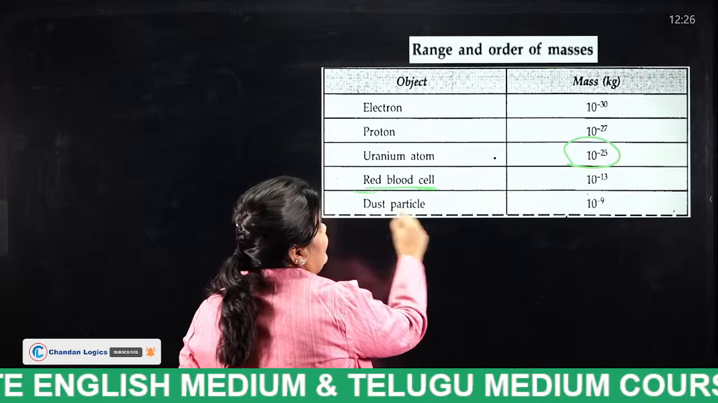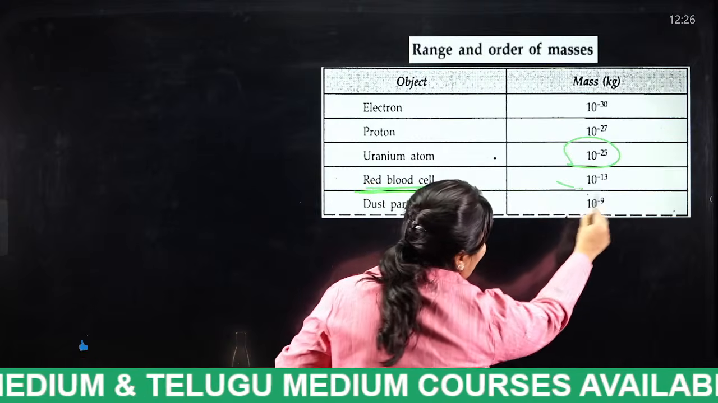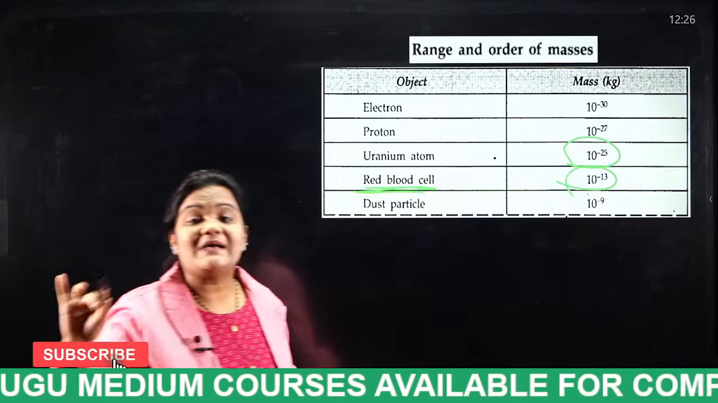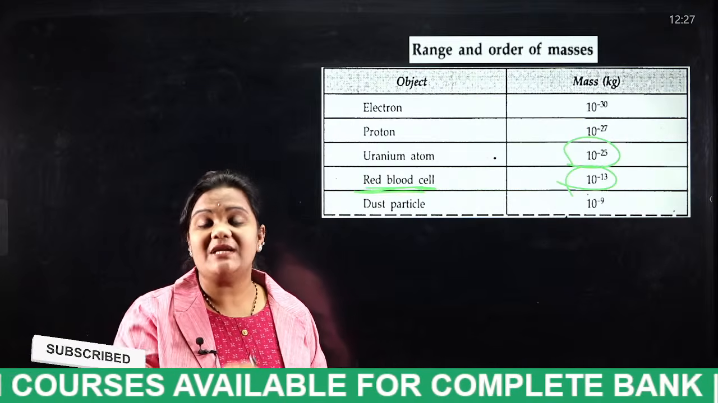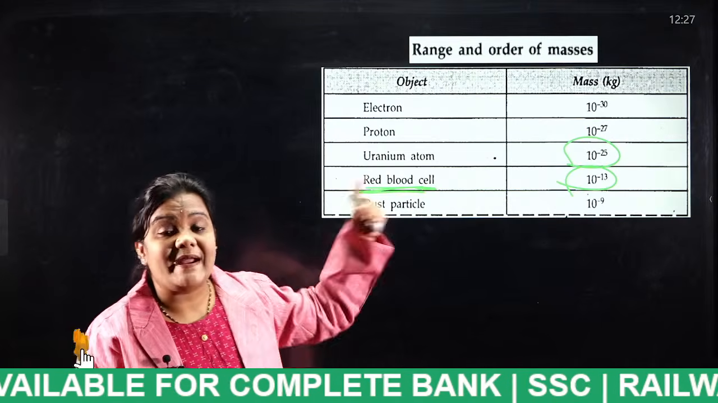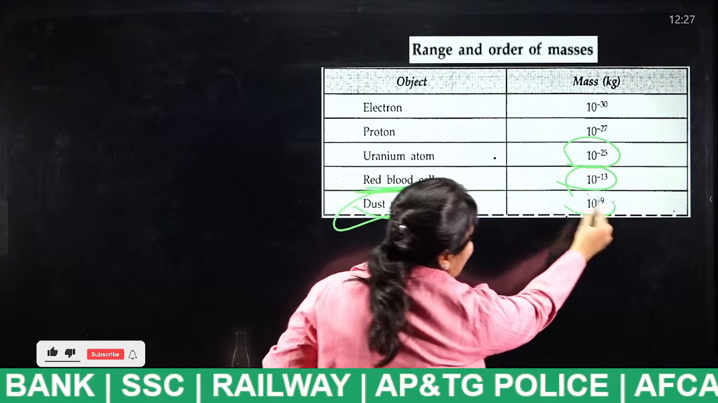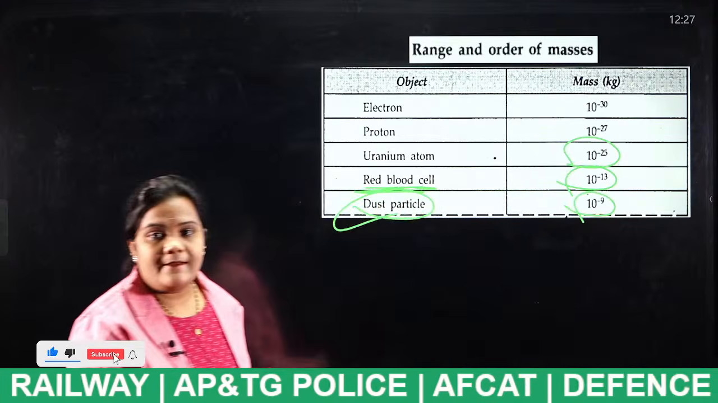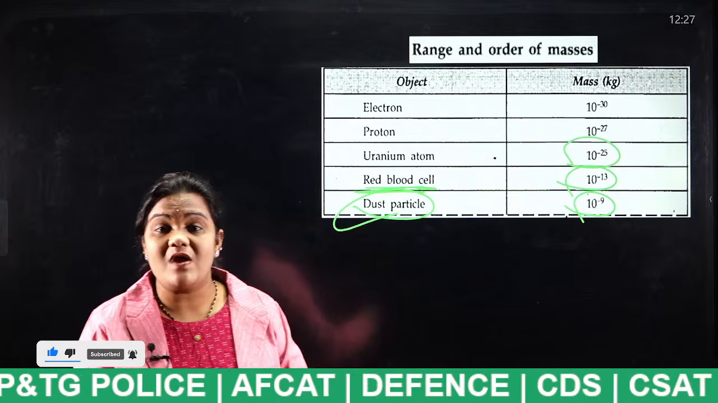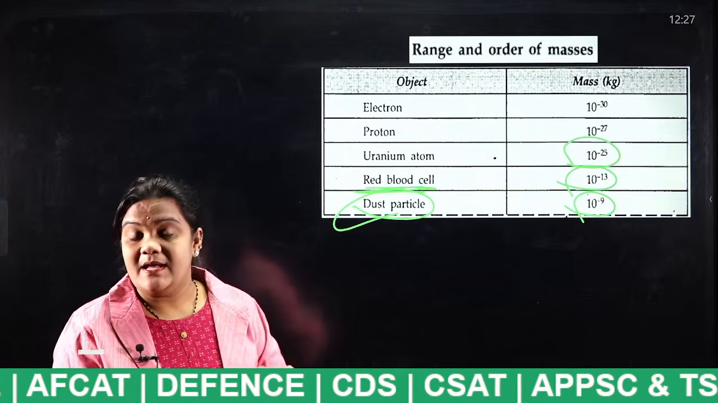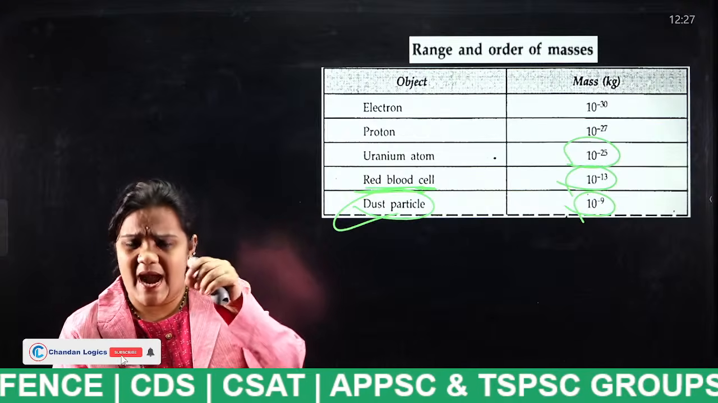The mass of a red blood cell will be 10 power minus 13. What is the mass of a red blood cell present in our human body? 10 power minus 13. And what is the mass of a dust particle? It is just 10 power minus 9. 10 power minus 9 means 1 by 10 power 9. That means it is invisible.